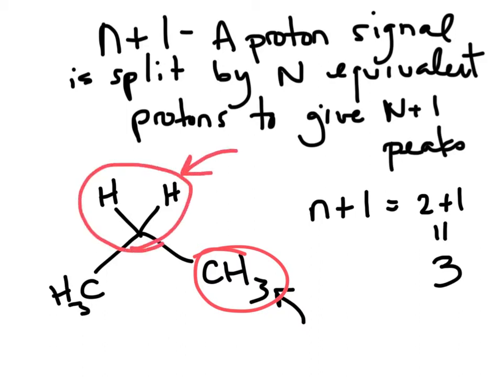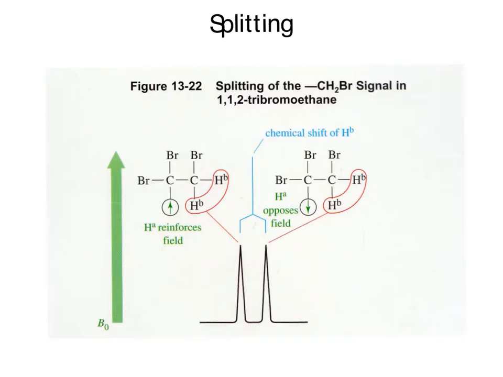Now if we take the opposite and ask, what about this CH2 right here? How many adjacent protons are there to that CH2? Well, we have 3 from this methyl and 3 from this methyl, so we'll actually have 6. So n+1 is going to be 6 plus 1, or 7. So there will be 7 peaks associated with just that one signal right there. Things get a little bit complicated. And so this gives you an idea of what's happening with the splitting.